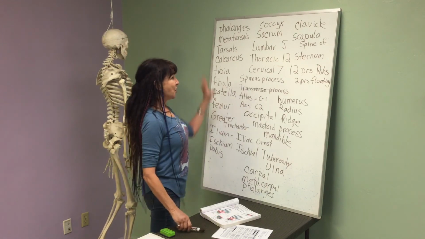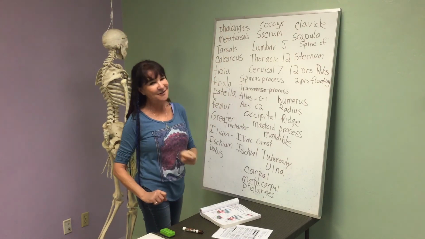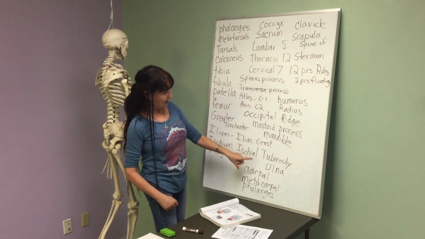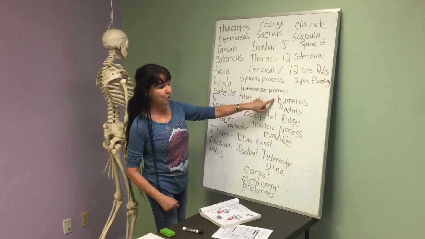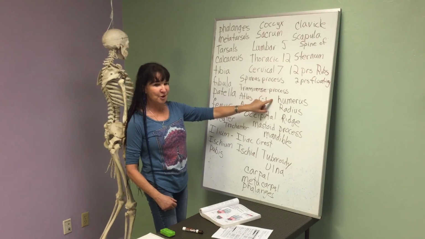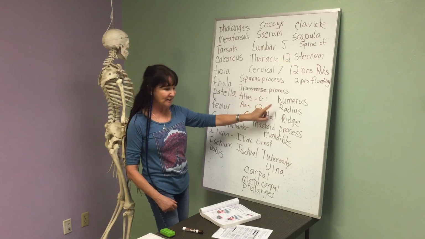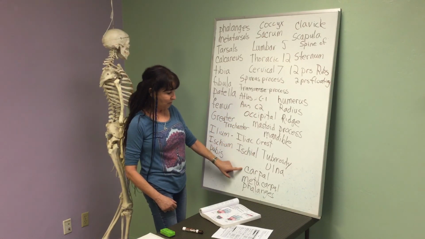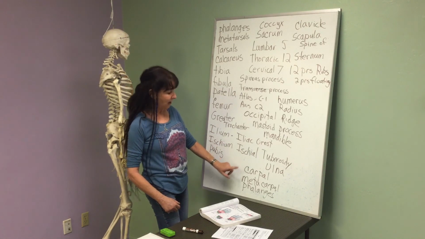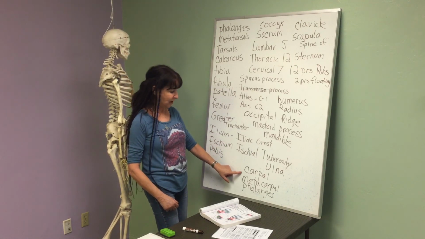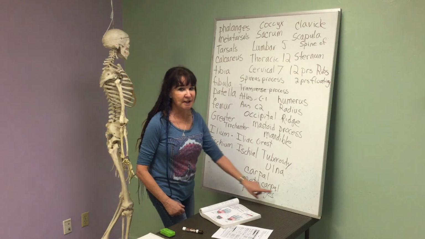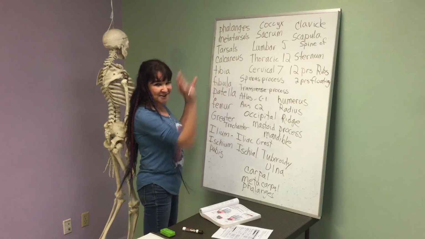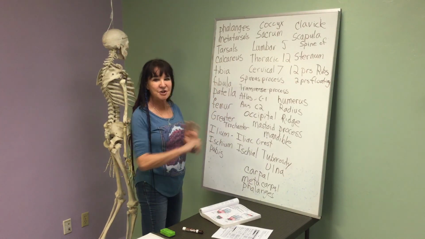So you can listen to this video 100 million times. Don't forget to write out: humerus, radius, ulna, carpal, metacarpal, phalanges, three times each. Learn these. Practice these. Write them out three times each every time you can think about it.